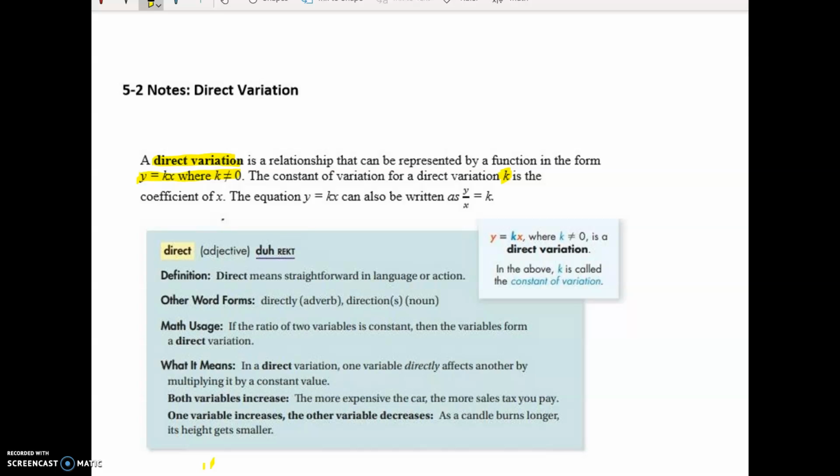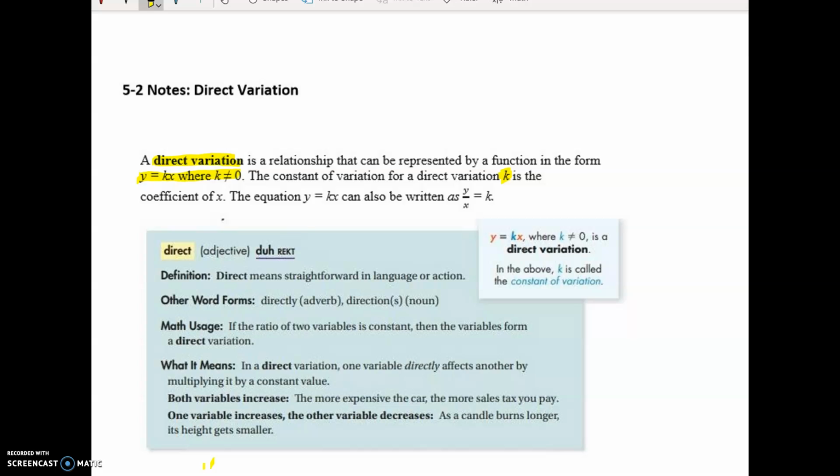A direct variation is a relationship that can be represented by a function in the form y equals kx. K cannot be 0, something to remember. The constant of variation is usually referred to with the variable k, and the equation y equals kx can also be written as y divided by x equals k. So here we have a definition.